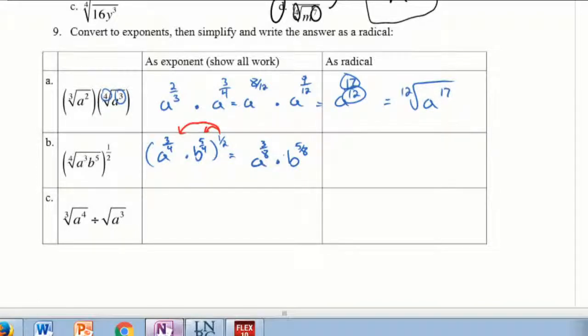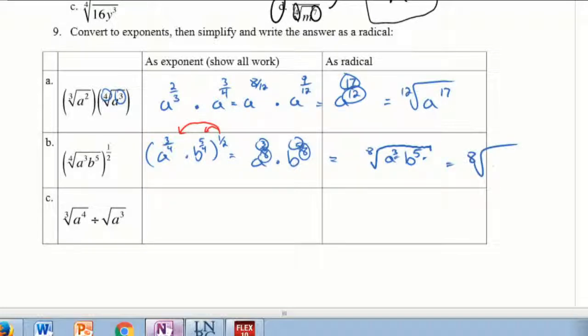Now I'm going to rewrite this. There's probably a few ways you could rewrite it. I know I have the 8th root for both of these things. I'll write it like this: a to the 3 and b to the 5. Because my power was 3, my power is 5, so they stick around, and then my root for both these things is 8.